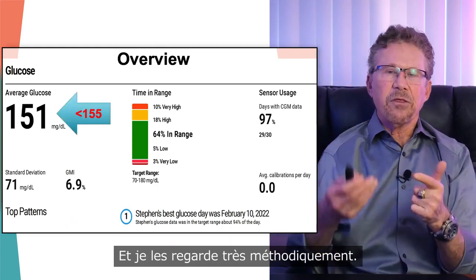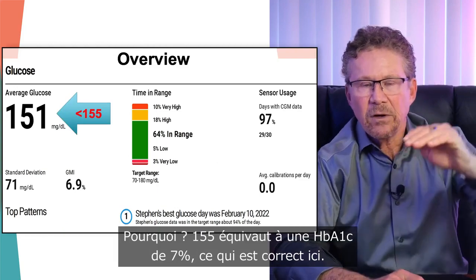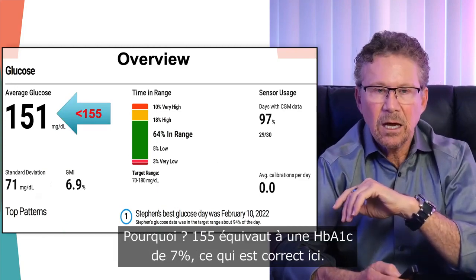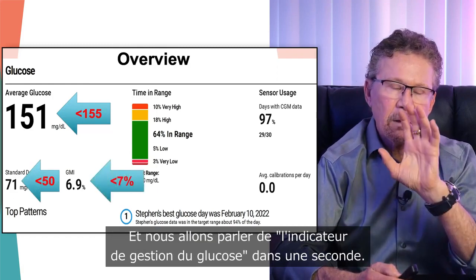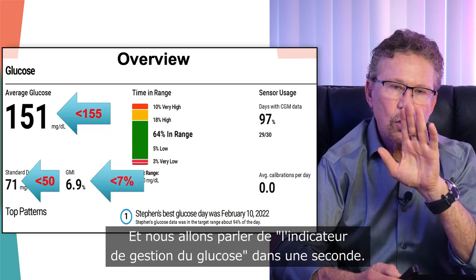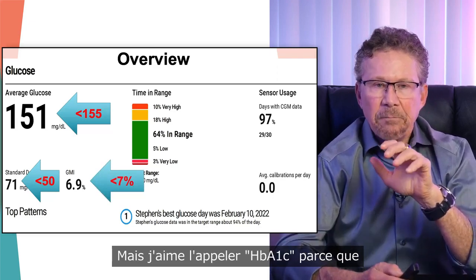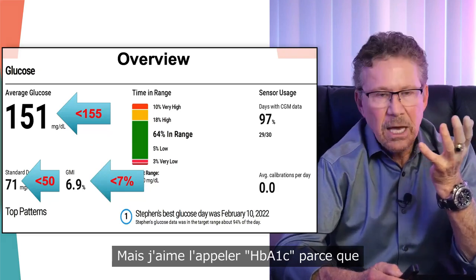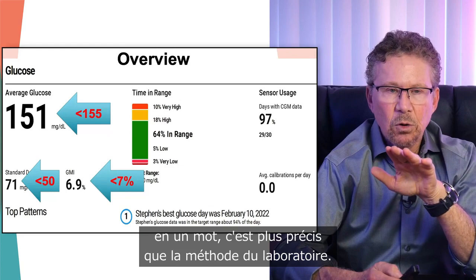And I look at these very methodically. The goal is less than 155. Why? 155 equates to an A1C of 7%, which is right here. And we're going to talk about the glucose management indicator in a second. But I like to call it the A1C because in a nutshell, it's more accurate than the laboratory method.